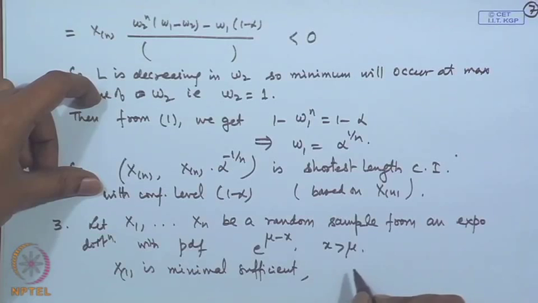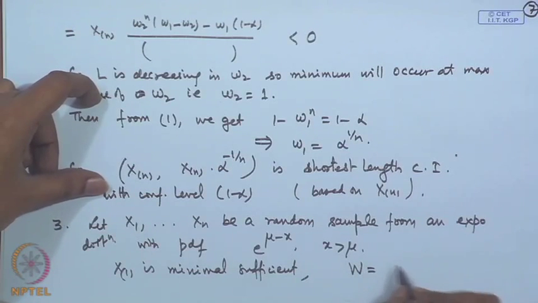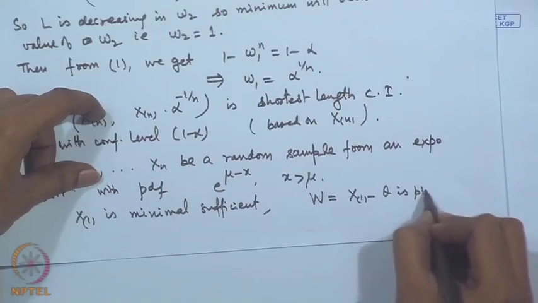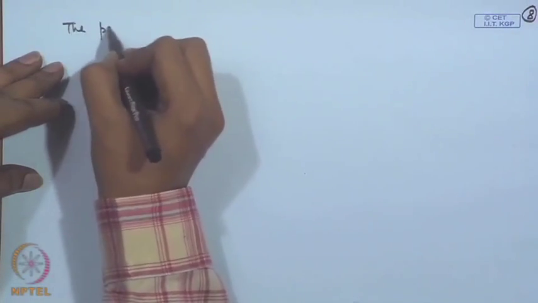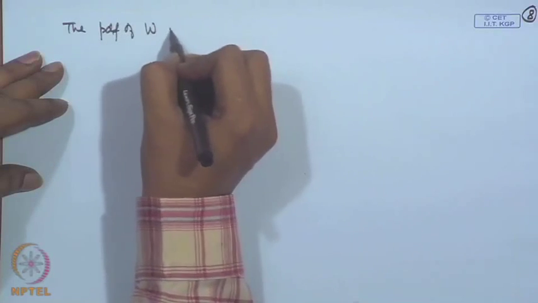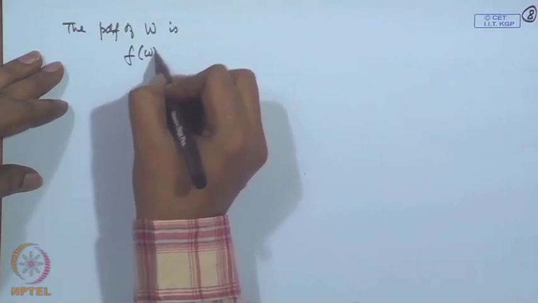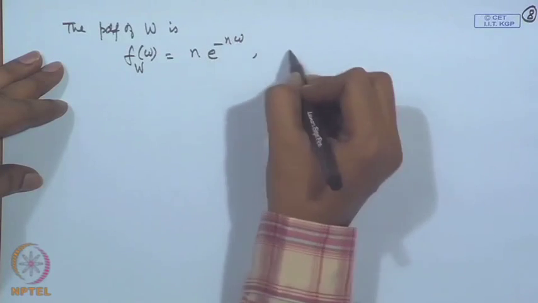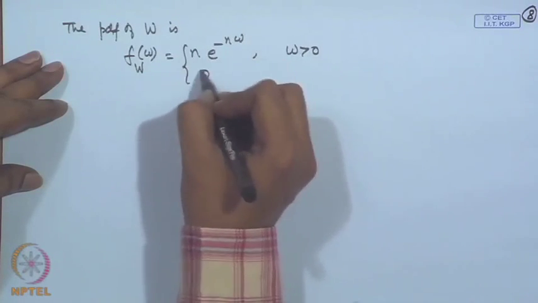And we can consider the pivot quantity W equal to X1 minus theta. This can be taken as a pivot. The distribution of W is f(W) equal to n e to the power minus nW, where W is positive, and it is 0 otherwise.